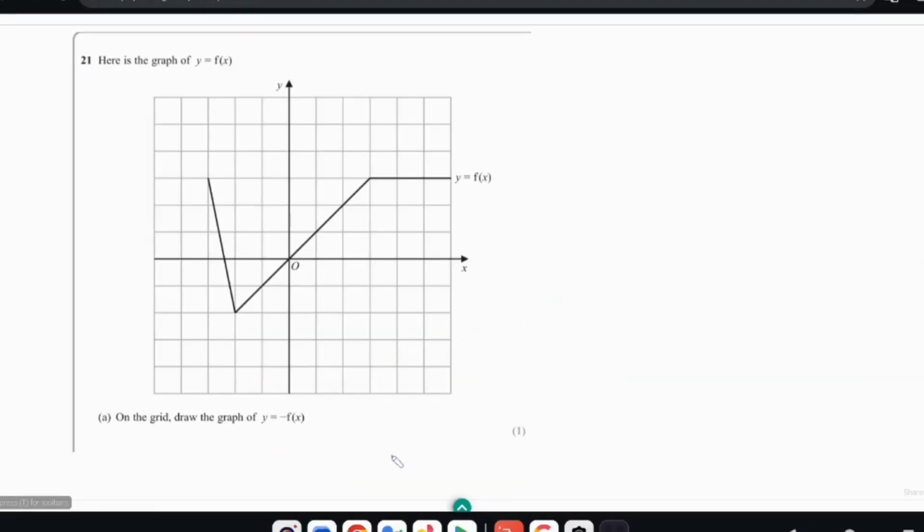Here is the graph of y equals f of x. On the grid, draw the graph of y equals minus f of x. So minus outside your function means a reflection in the x-axis. So this point would go here, this point would go here, and it kind of meets at 0 here. And this point would go to here, and then we've got a straight horizontal line.